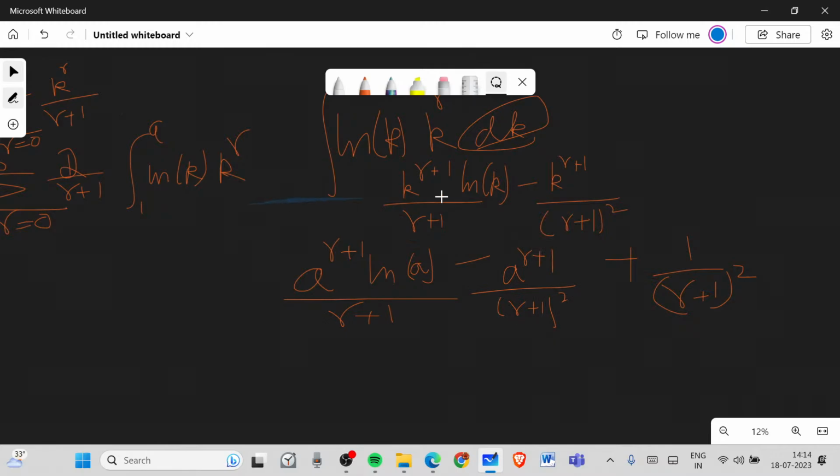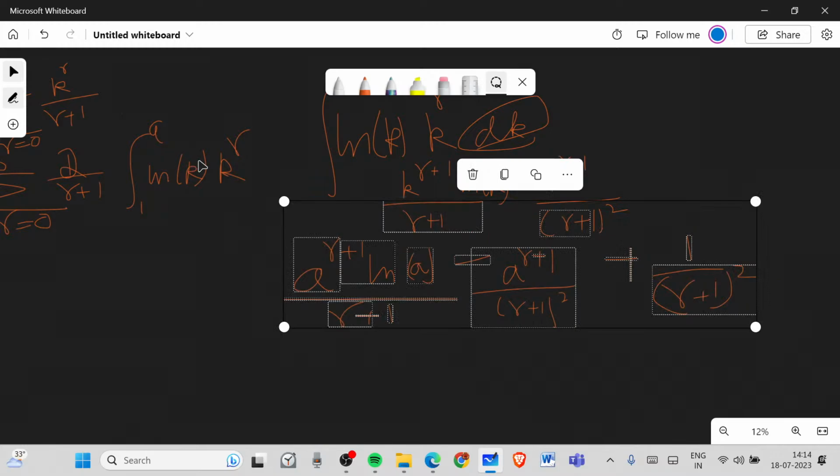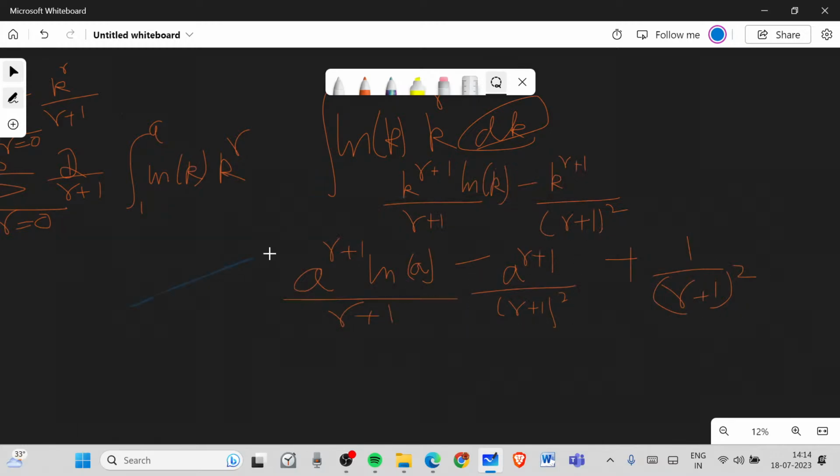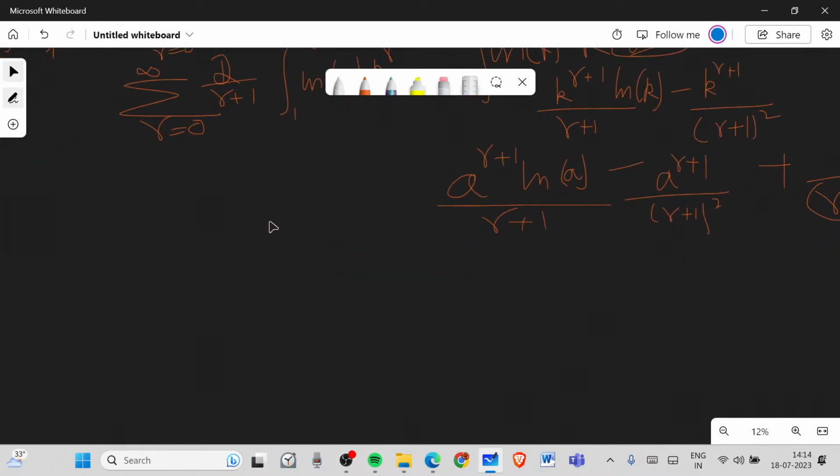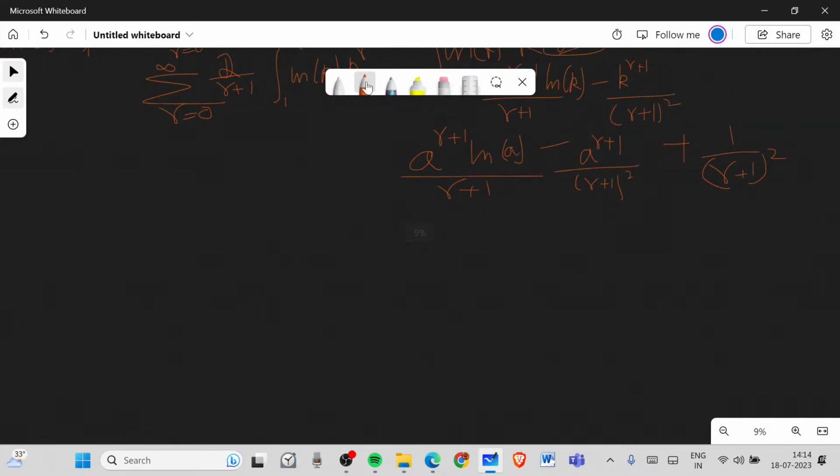This is seriously very frustrating, but yeah, we have solved this question. Okay, let's just write it. So basically it's infinite sum from r is 0 to infinity.